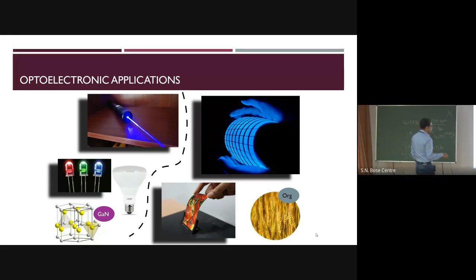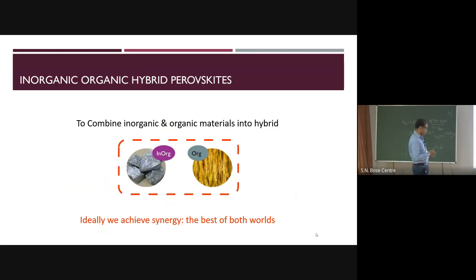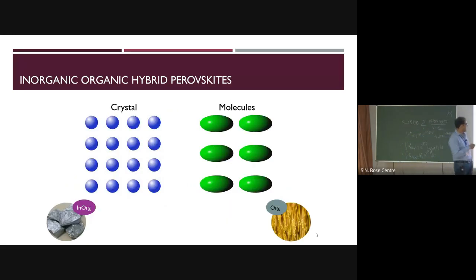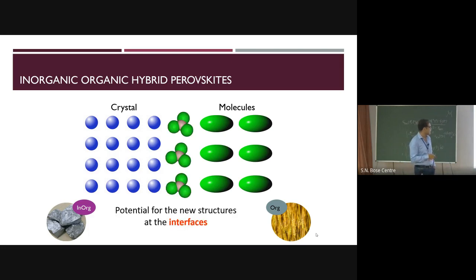So the idea is that you have to somehow combine this world, the silicon or the GaN world, with the organic world. Now, if you want to make such materials, what is the challenge? Once we are talking about the inorganic world, it is all about crystals. Once you talk about the organic world, it is all about molecules. The first challenge is, what happens at the interface? Once you bring two worlds together, there is a new material at the interface.